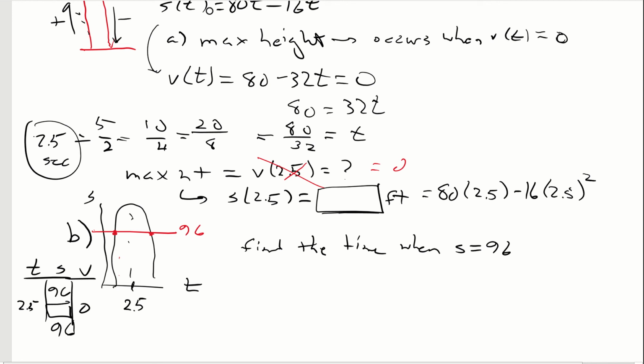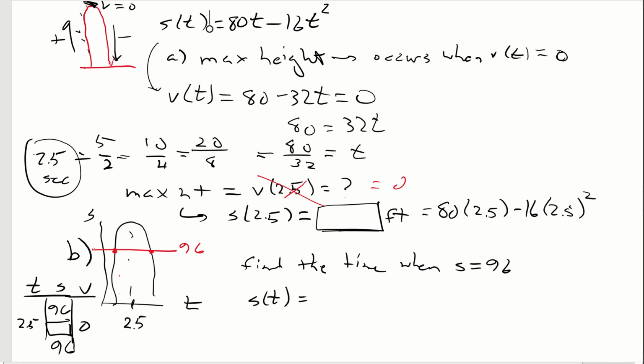So what we have to do is take our position function, 80t minus 16t squared, and set it equal to 96. And look what you've got there. You've got a quadratic, so solve the quadratic.